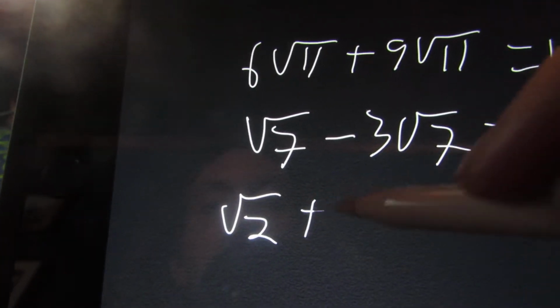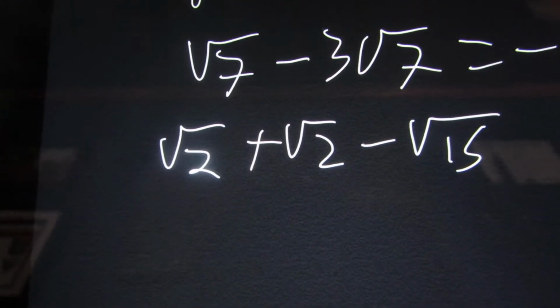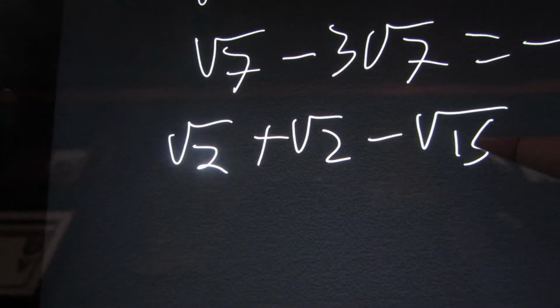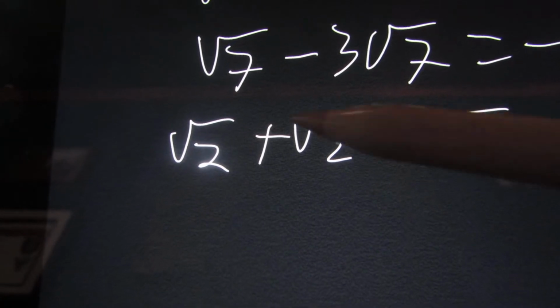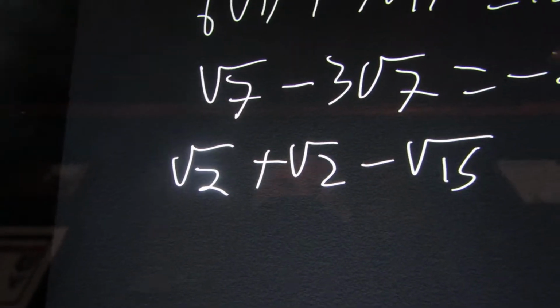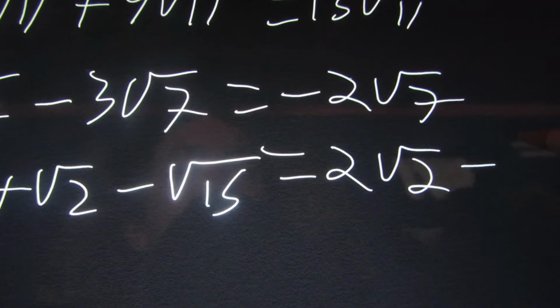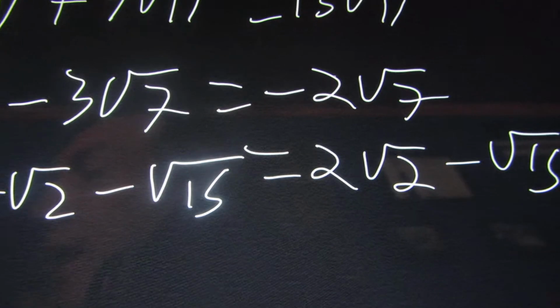Let's say that we have square root of 2 plus square root of 2 minus square root of 15. So this one has a different number inside there, so we can't combine it, but we can combine the 1 square root of 2 plus 1 square root of 2 equals 2 square root of 2 minus square root of 15.